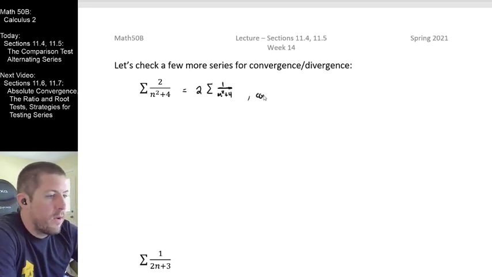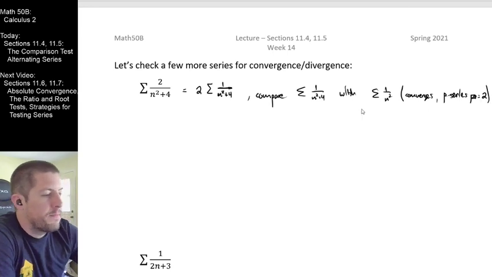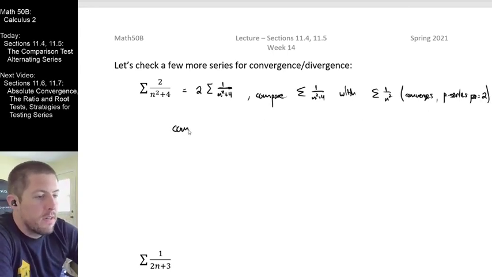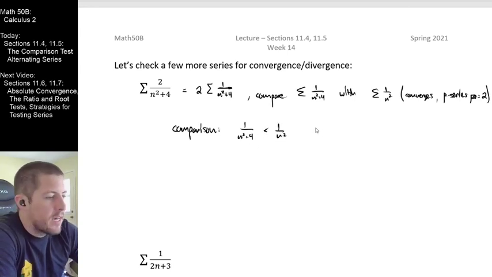So we can go ahead and compare the series 1 over n squared plus 4 with the series 1 over n squared, which we know converges because it is a p-series with p equals 2. Our comparison looks like this: I know that 1 over n squared plus 4 is clearly less than 1 over n squared, since all of our denominators are guaranteed bigger.